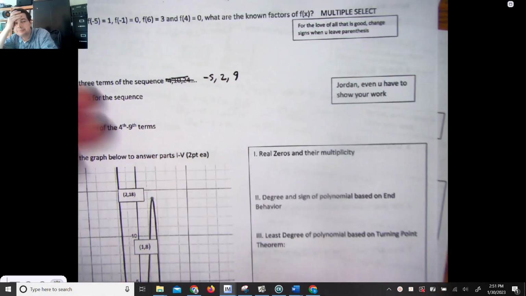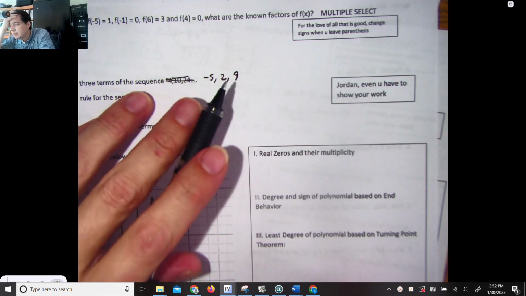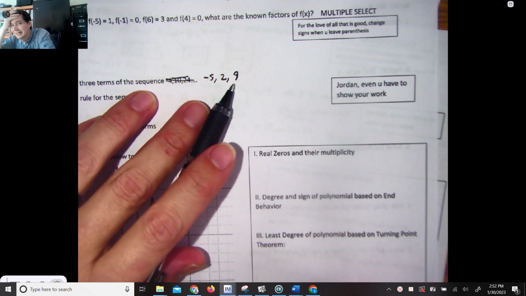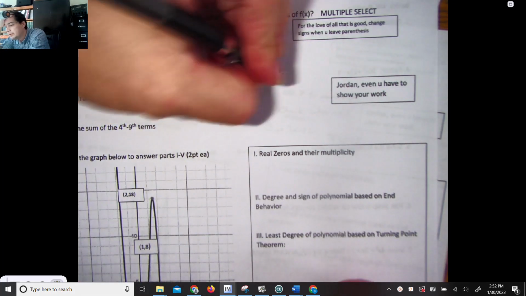Alright, try this one again. I accidentally screwed up on the last one, I did 12. I looked at the wrong numbers again. But we got -5, 2, and 9 given to me. These have a difference of 7. This is arithmetic.